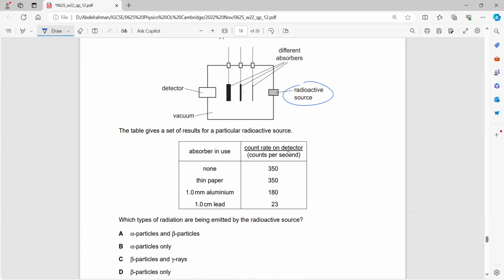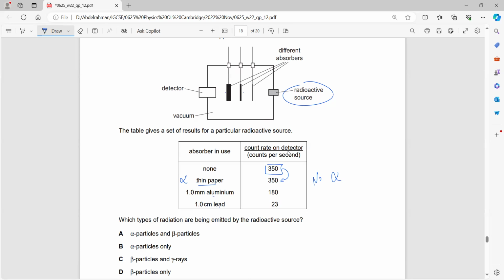Initially, the count rate was 350. When we put the thin paper, it was unaffected, and we know that thin paper can stop alpha radiation. So when the radiation was not affected, does this mean that we had any alpha radiation being emitted? No, no alpha particles were being emitted. So no alpha, because the reading did not change.